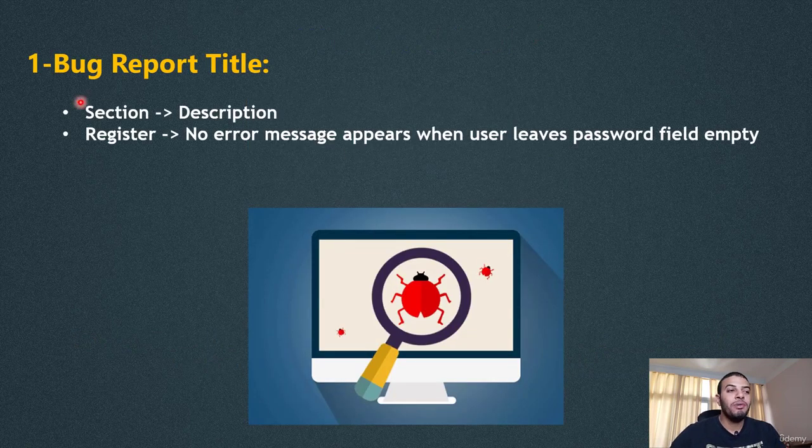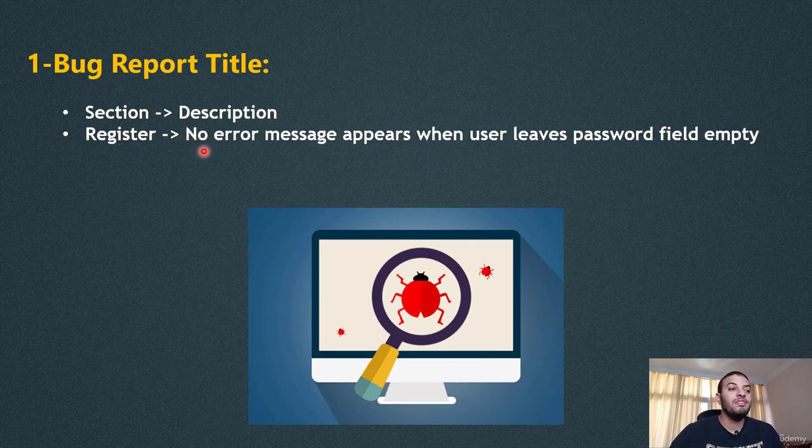The first is the bug report title. There are many formats for writing the bug report title, but the best way to write the title of the defect is this, okay? Even developers like it because it makes it easy for them to understand where the problem is. So the best way is to write the section, then an arrow, then the description. So for example, if the bug is in the registration or in login or any functionality, you write the name of the section or the name of the functionality, then an arrow, then a short description about it. Like the test case, the bug report title must make me understand what it is about.